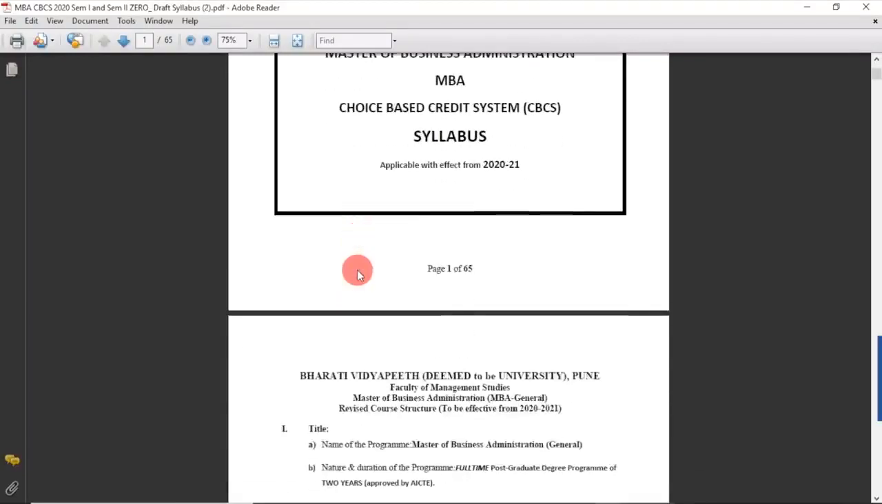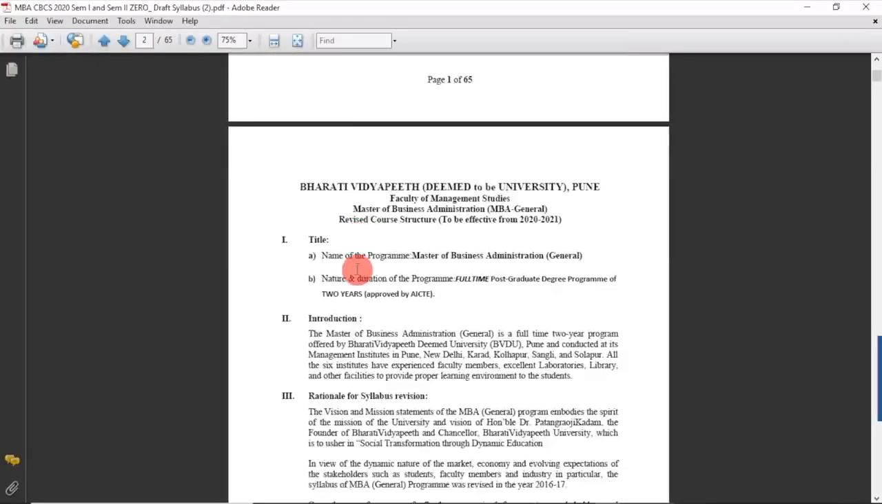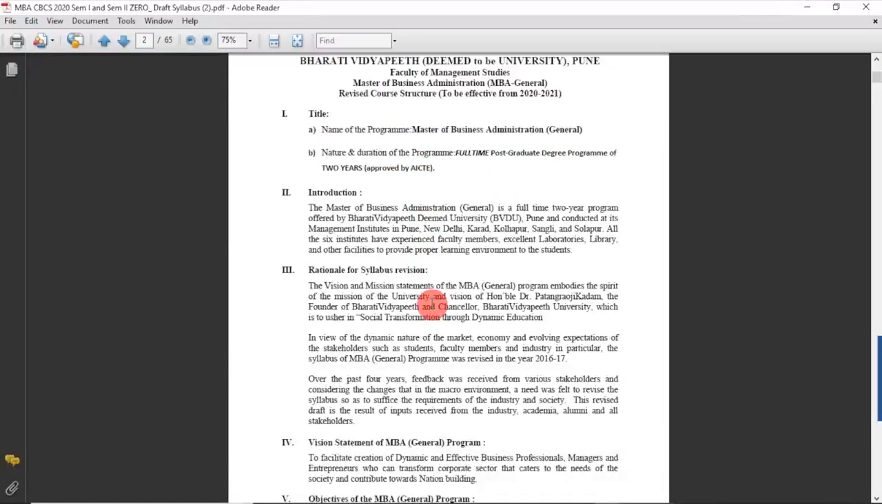Now just go through this curriculum of what all it is having. So it talks of title. This is for Master of Business Administration. Nature and duration of the course. It's a full-time postgraduate degree program of 2 years, approved by AICTE.